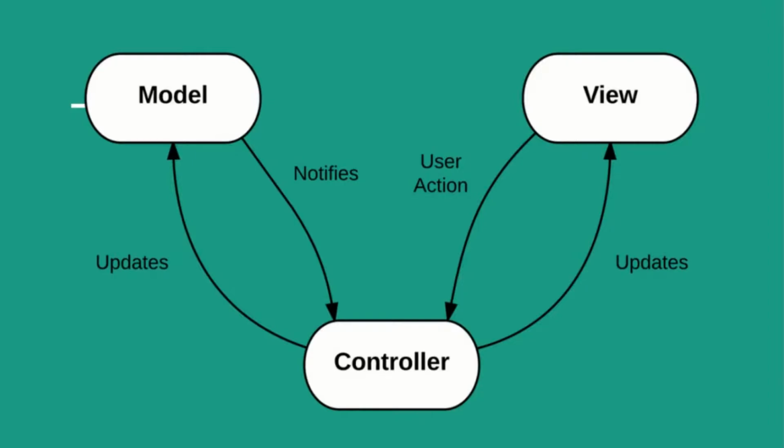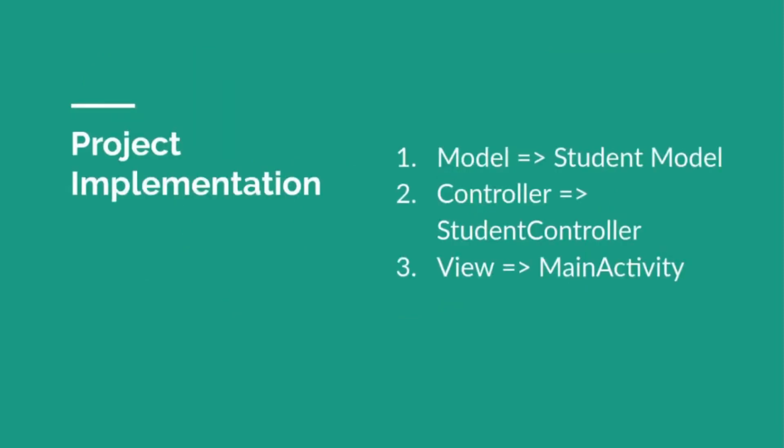In the active form of MVC, any classes can be controlled by any other classes. So we're going to be implementing a passive form of MVC here, and in our project implementation there are going to be three classes: a student class as a model, a student controller as a controller class, and main activity as our view. So let's go into coding.